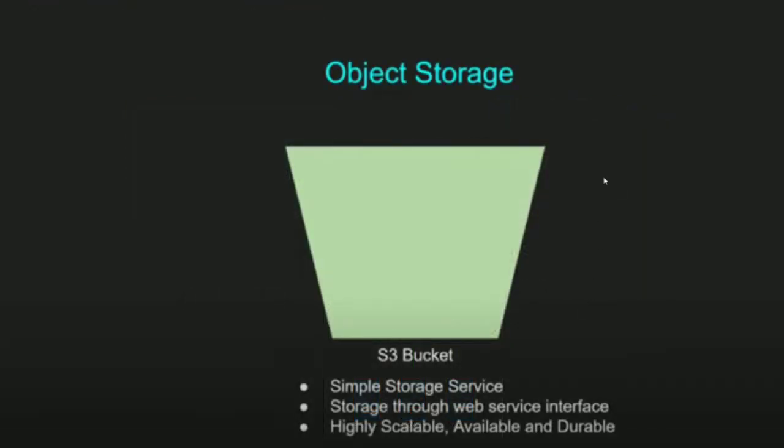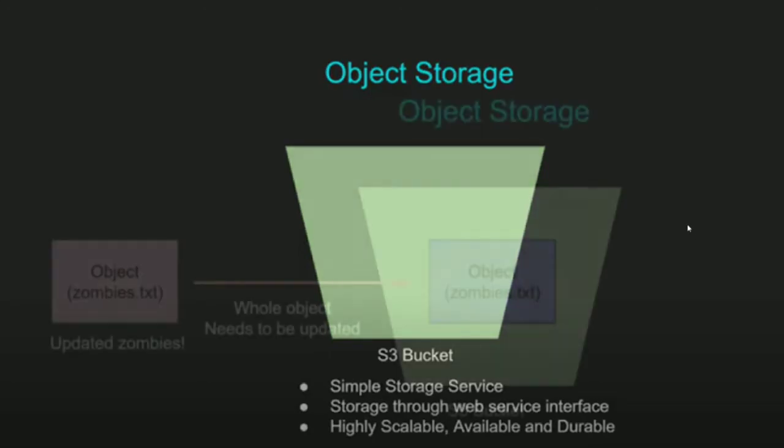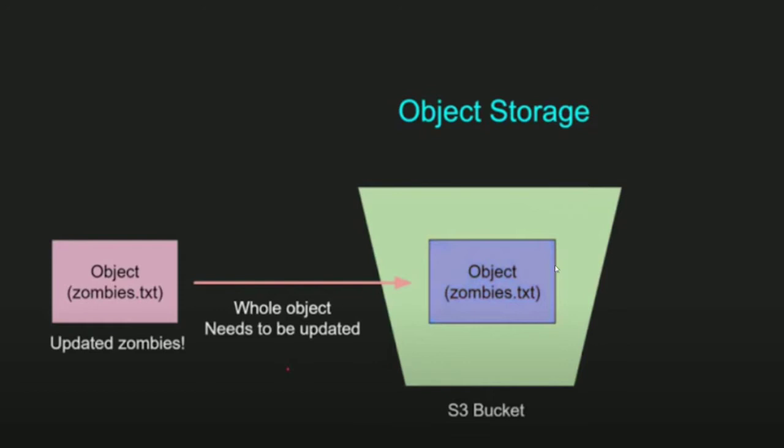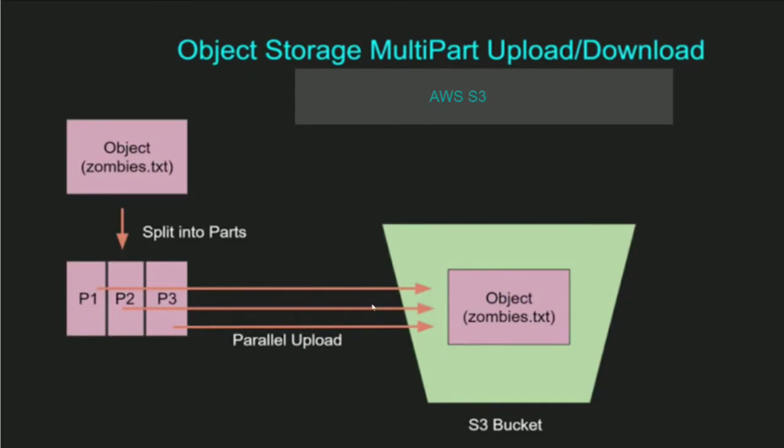Let us see about S3, that is object storage. It is Simple Storage Service. The storage is accessed through a web service interface. It is highly scalable, available and durable. I have a book called zombia.txt. If I want to update the book, I need to download the whole book, edit the part I want, and upload it fully. But it is possible using parallel upload, that is, you can split the book into different parts and upload them in parallel in the object storage type.